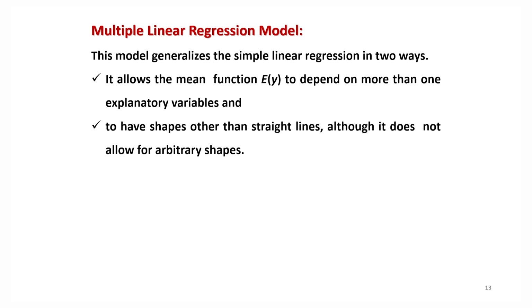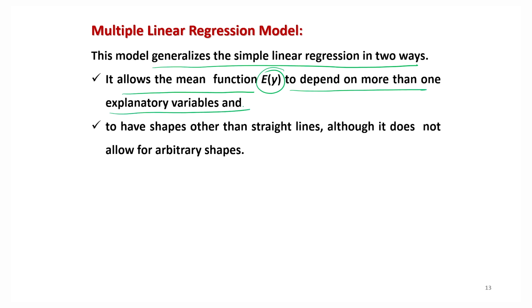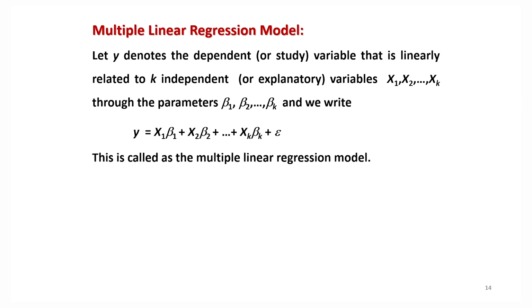Right. So when we consider the multiple linear regression model, this model generalizes the simple linear regression model in two ways. It allows the mean function, that is the average value of y, to depend on more than one explanatory variable, and to have shapes other than straight lines, although it does not allow for any arbitrary shape. You will see later on how we are going to define the linear model. Right. So now let us decide on this multiple linear regression model.